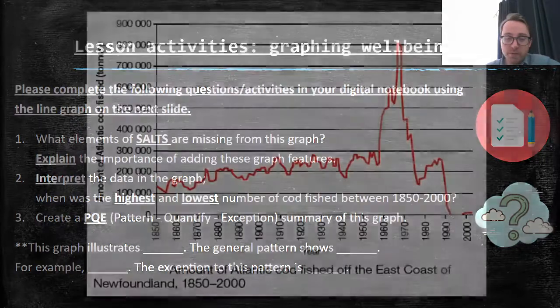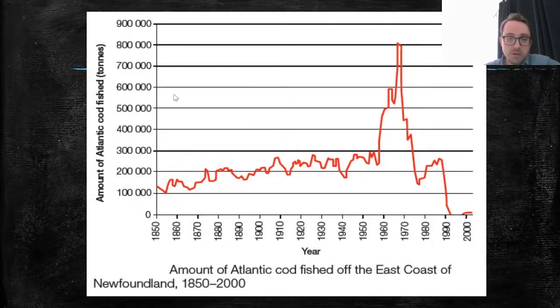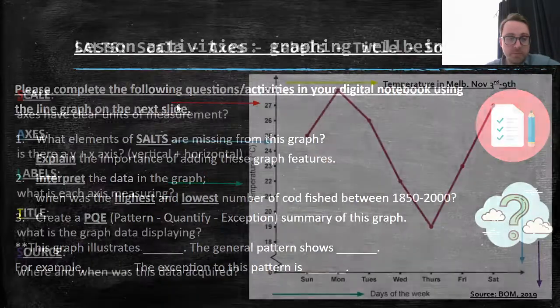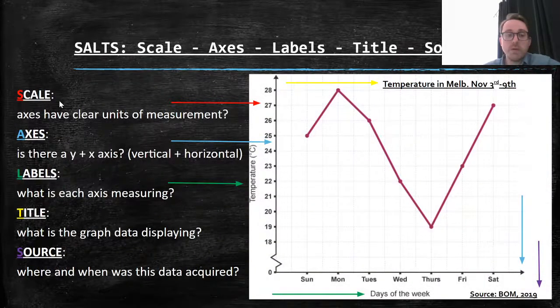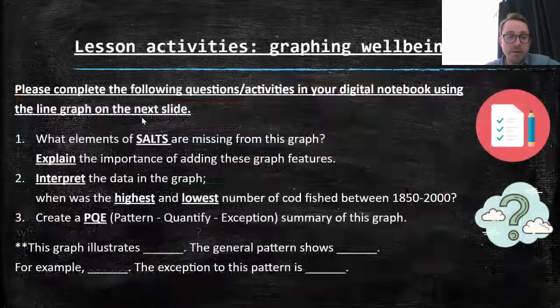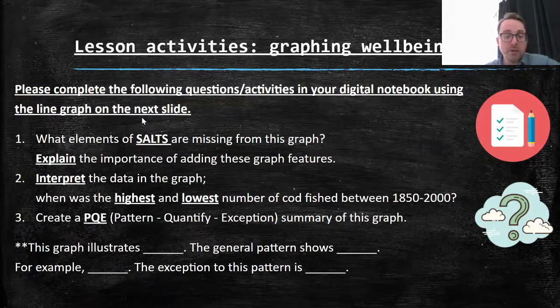So looking at this graph here, I need to identify which elements of salts are missing. So I'd go through my checklist and I'd say, does it have this? Yes. Does it have this? Yes or no? And then I need to explain why it's important to have these features. Consider, would it be easy to read this graph if it didn't have a scale? Or can I get any useful information? Can I trust this information if it didn't have a label here?